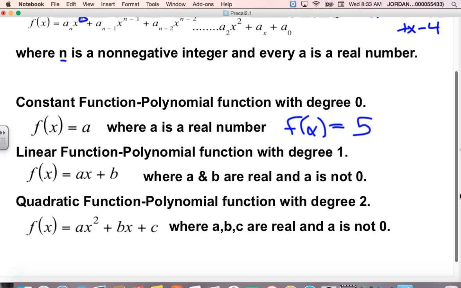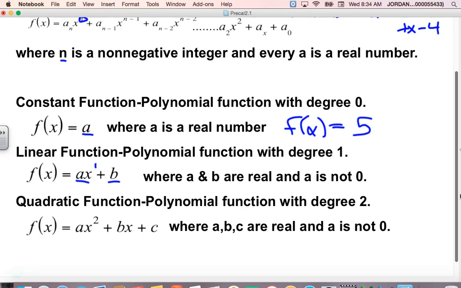Linear function. So now we add on a term to the original, right? Before we had a, now we still have that constant term, but we add on a linear term that has an x to the first. When we talk about degree, we're talking about what x is raised to. The constant function is degree 0, because there are no x's. In a linear function, x is raised to the first, so that's degree 1. Both a and b have to be real, and a can't be 0, because if a is 0, then 0 times x is 0, and it's just a constant function again. There is no x.